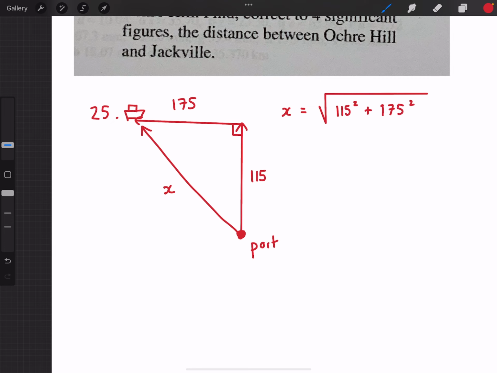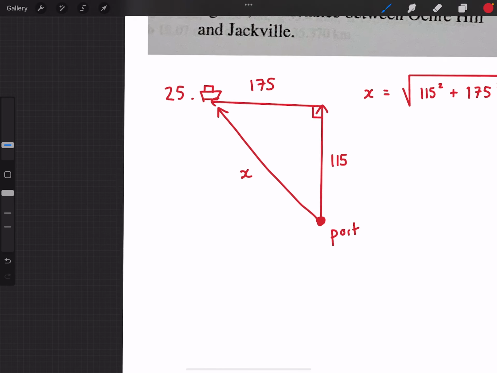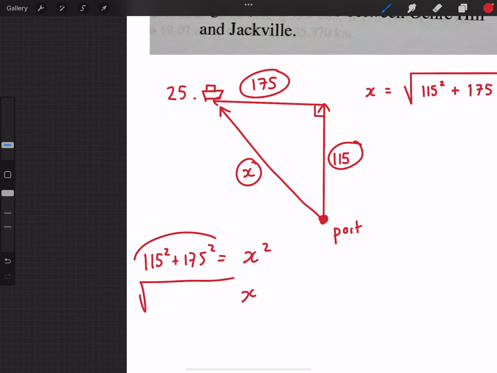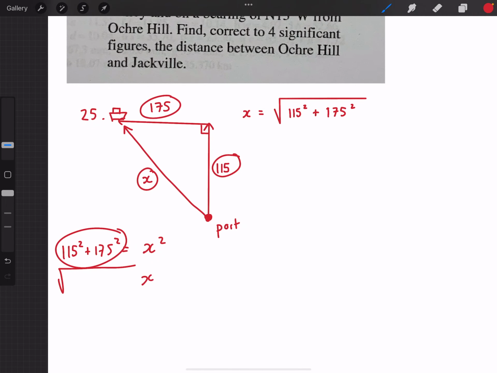Now if you have any questions on why this is the case, I'll just give you a quick Pythagoras revision here. You've got a squared plus b squared equals c squared, so that means 115 squared plus 175 squared equals c squared, which is x squared. So therefore x is equal to the square root of all of that. I do it straight away like this in my head, but if you're wondering, that's where it came from.